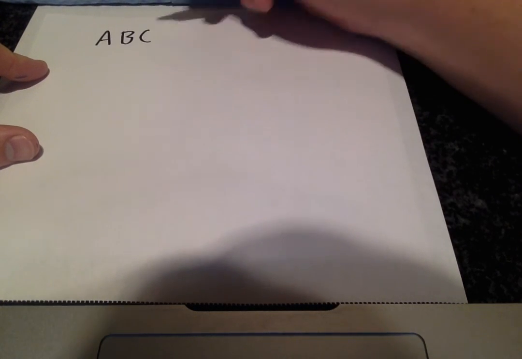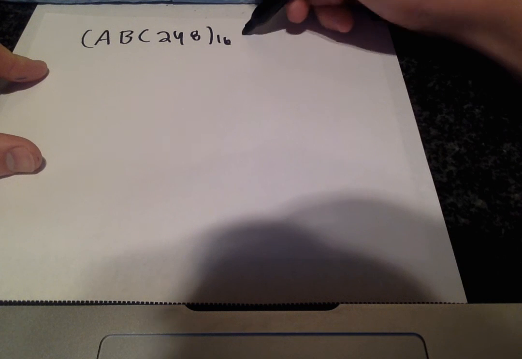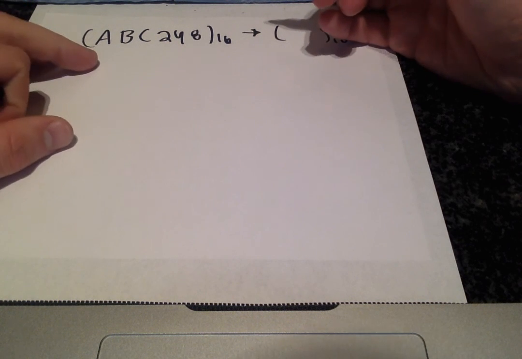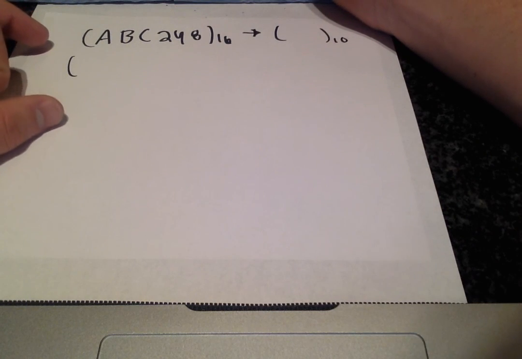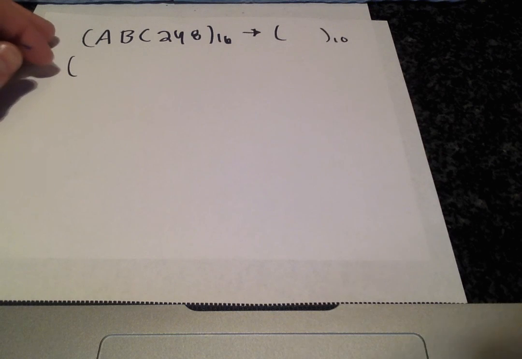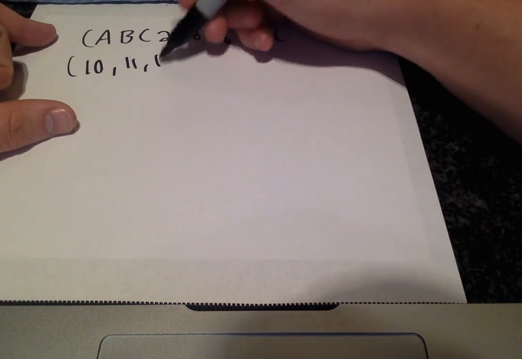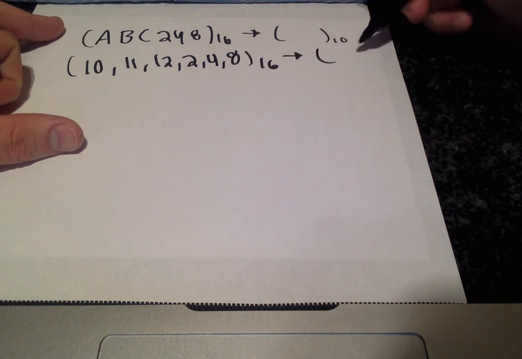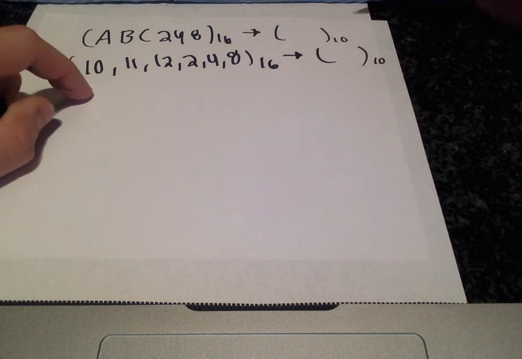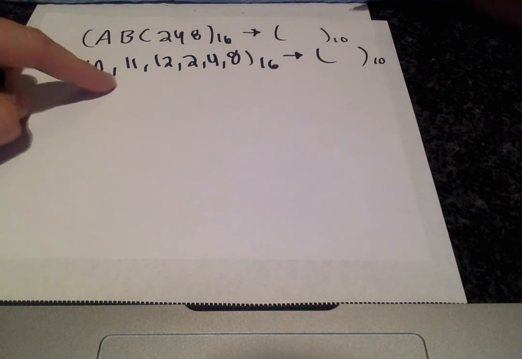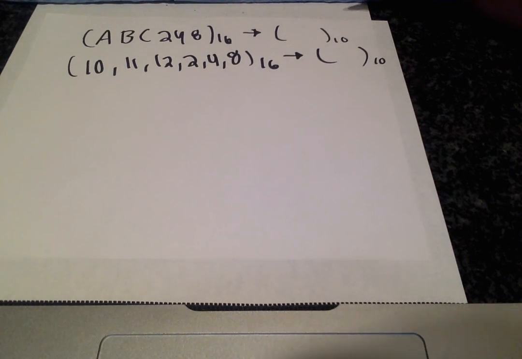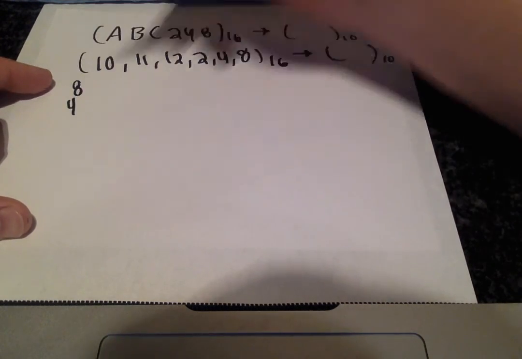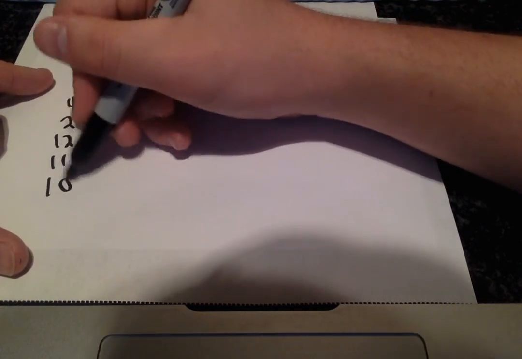So ABC248, base 16. I know I just rewrote this, sorry about that. What I like to do for this is rewrite it and insert commas in between each of the values so we don't get confused. So 10, 11, 12, 2, 4, 8, base 16. The reason I do this is so you know that the comma separates one placeholder. A represents 10, but if I wrote this continuously, you would not know where to separate each of the values. So, like I said last time, we can rewrite the numbers backwards: 8, 4, 2, 12, 11, 10.